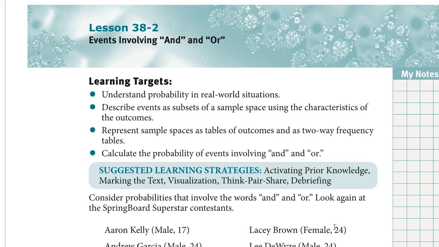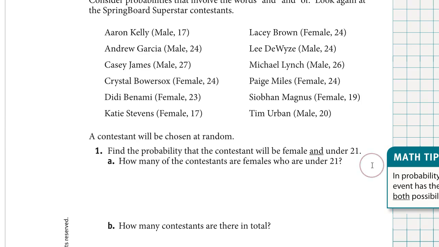This video is for lesson 38-2 about probability of events involving and or. Learning goals are to use probability in real-world situations, to describe sample spaces again, and to find probabilities where events have and or. Do you remember this list from the previous lesson we worked on?